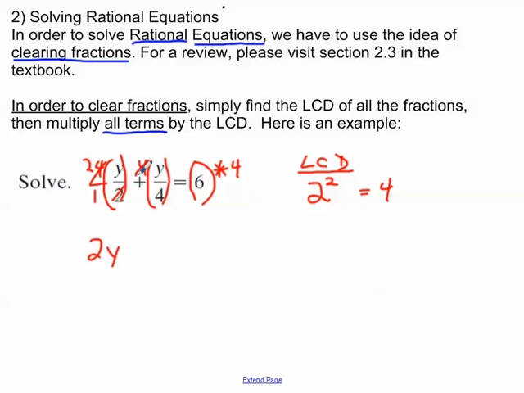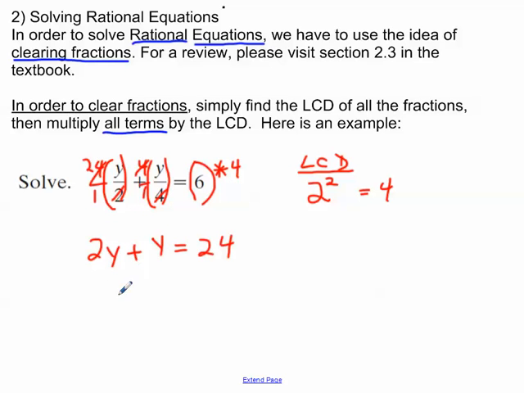Plus, well, the 4 over 1 cancels with the 4. The 4's cancel out, and I have just plus 1y, or just y, equals 6 times 4, which is 24. Now I've converted my original rational equation, or fractional equation, to something that we can easily work with.